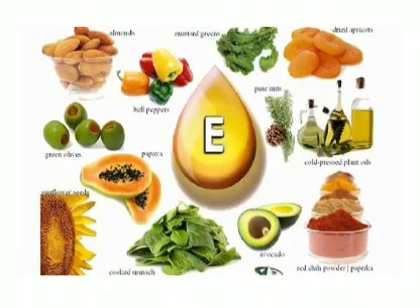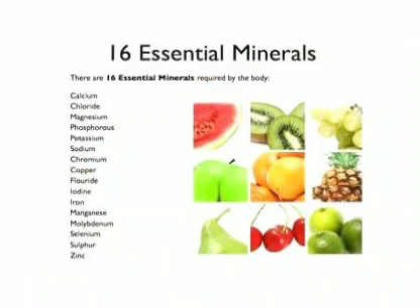Each and every fruit, vegetable and food item has its own nutrients. Hence, you should not consume the same kind of fruits, vegetables and food items. You have to eat a variety of foods so that we can get all kinds of nutrients. These are the 16 essential minerals required by the body. They are calcium, chloride, magnesium, phosphorus, potassium, sodium, chromium, copper, fluoride, iodine, iron, manganese, molybdenum, selenium, sulfur and zinc. These minerals are present in different food items.